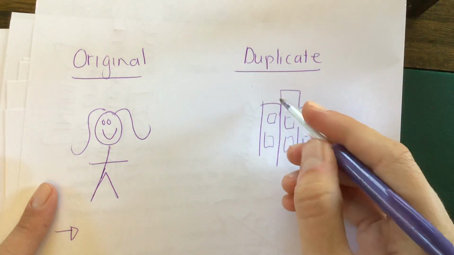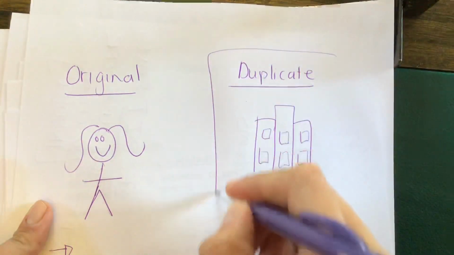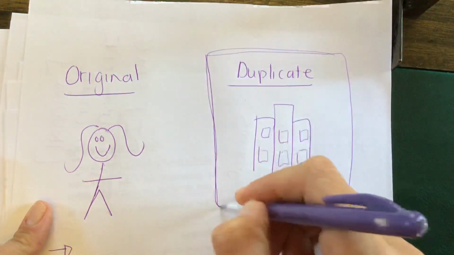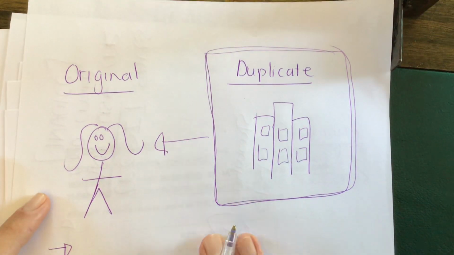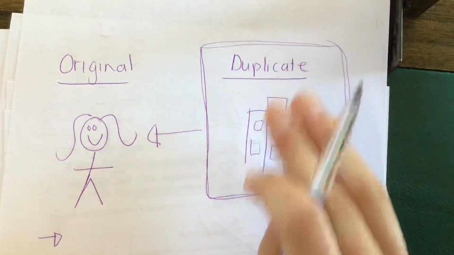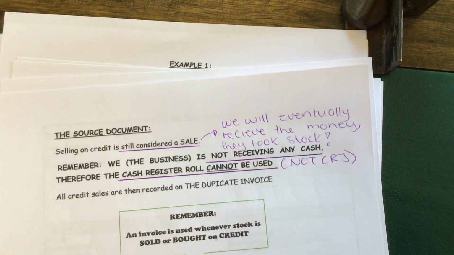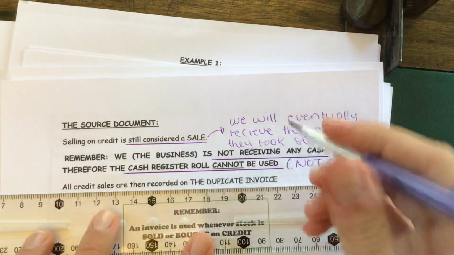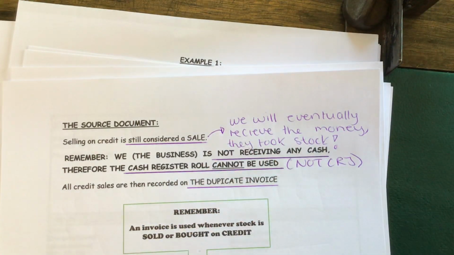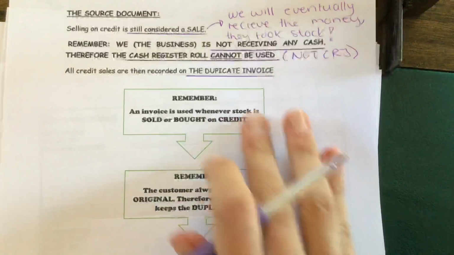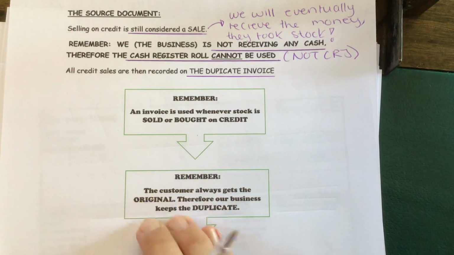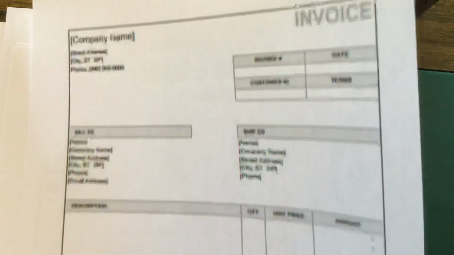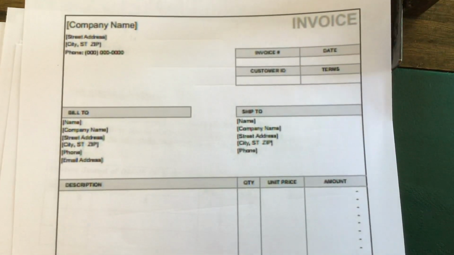So in this case, we must remember that we are the business because we are selling on credit to the debtor. So that means we then use the duplicate invoice. So over there, I did say that the source document is the duplicate invoice. And I just re-explained here about when an invoice is used and how the customer always gets the original. Then we've got an example of an invoice.